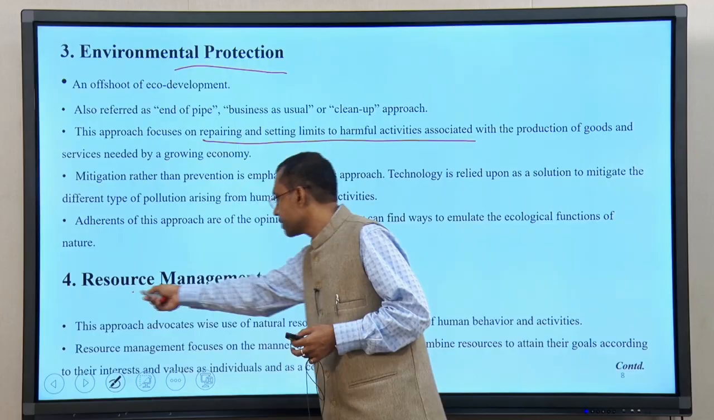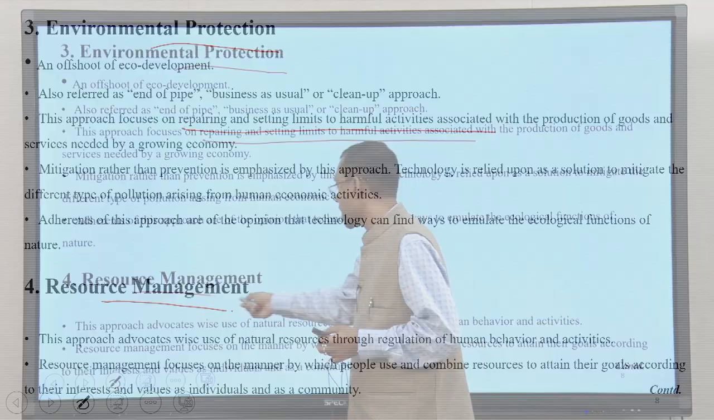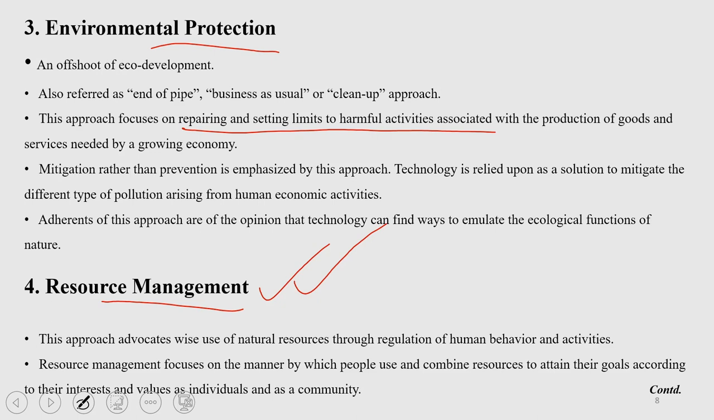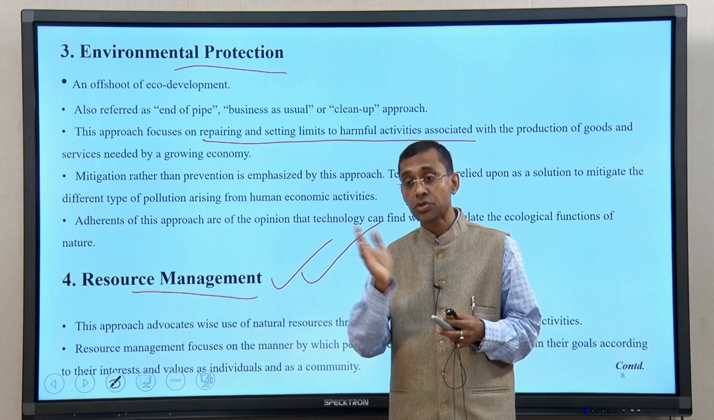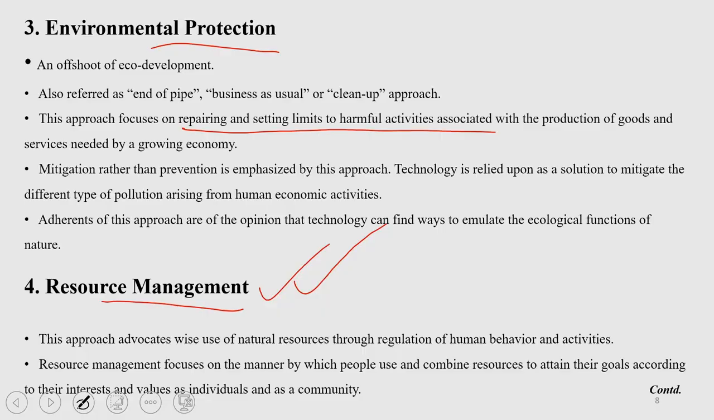Then the next paradigm is resource management. This approach advocates wise use of natural resources through some regulation of human behavior and activities. A very mature concept, where it relies on human behavior quite significantly. This also focuses on the manner by which people would like to use or combine the resources to achieve their goals, according to their interest and their planning, whether at the individual level or community level. So resource management is not stopping you from utilizing the resources, but it anticipates that we as human beings will behave wisely and meaningfully in utilizing the resources available in nature.